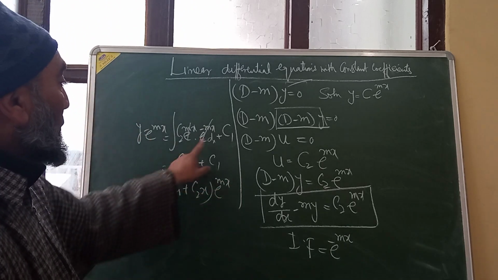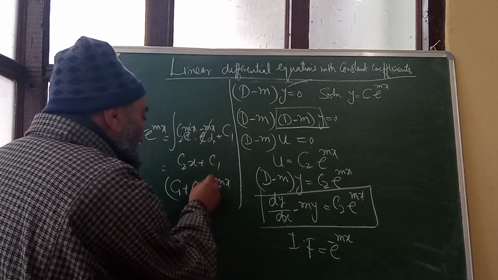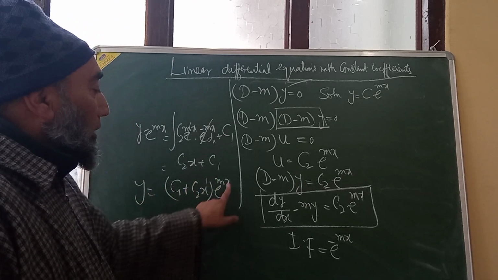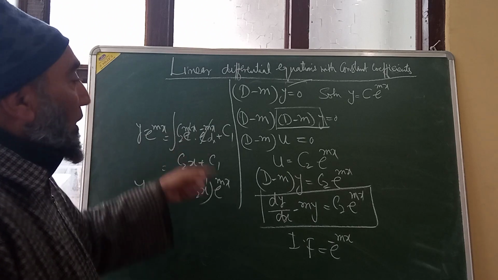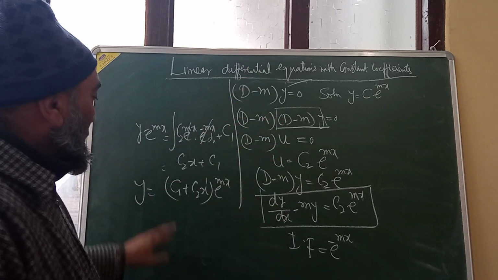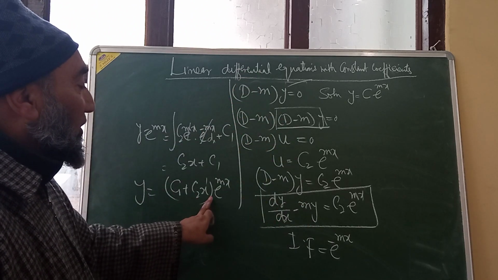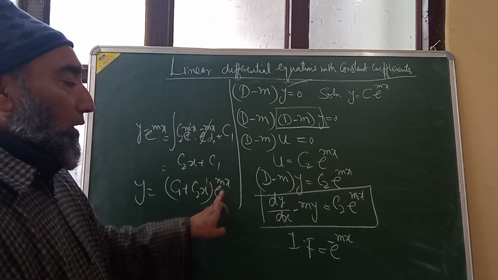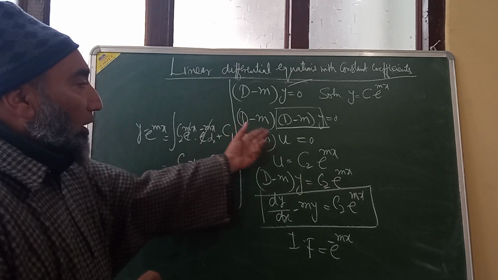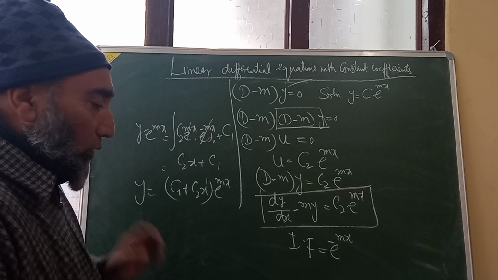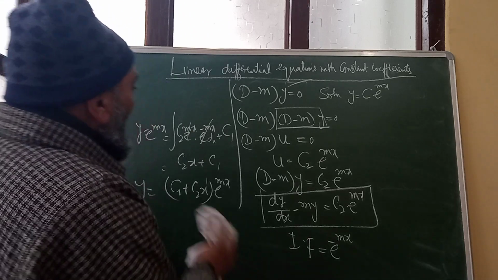You can see if you have two repeated factors, you have to go up to x: c1 plus c2x, e to the power mx. If you have three repeated factors, you can work it out: you will have c1 plus c2x plus c3x square, e to the power mx. Clear? So case 1 is okay, case 2 is okay. Now case 3.